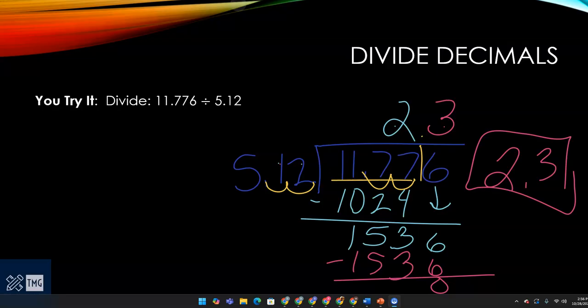So you'll notice again, they're both positive, so we're going to have a positive answer. And it really helps if you put your decimal straight up right at the very beginning, then you don't forget about it at the end.